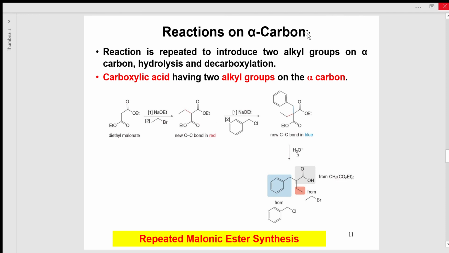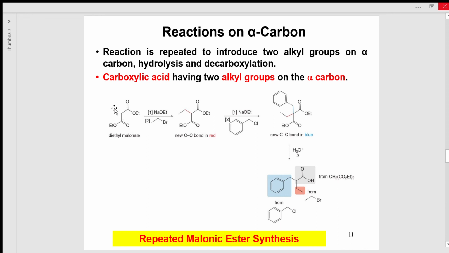The second reaction, also from the alpha carbon, is the malonic ester synthesis, a two-step reaction. This molecule is called malonic ester. Malonic ester is a CH2 attached to two esters. This group could be ethyl or methyl or other alkyl groups, but this is the key structure. The key is this position: this carbon is the alpha position of the two carbonyl groups.